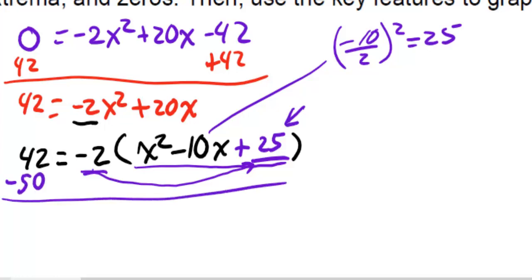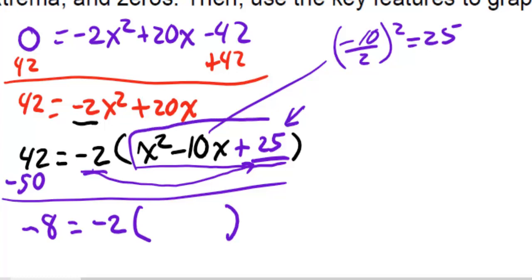So when I simplify that all out, I'll end up with a -8 equals -2 times. Now I want to factor this right here, this trinomial, into a binomial squared because it is a perfect square trinomial. And the square root of x squared is x, and the square root of the 25 is 5. And this middle sign of negative stays with us.